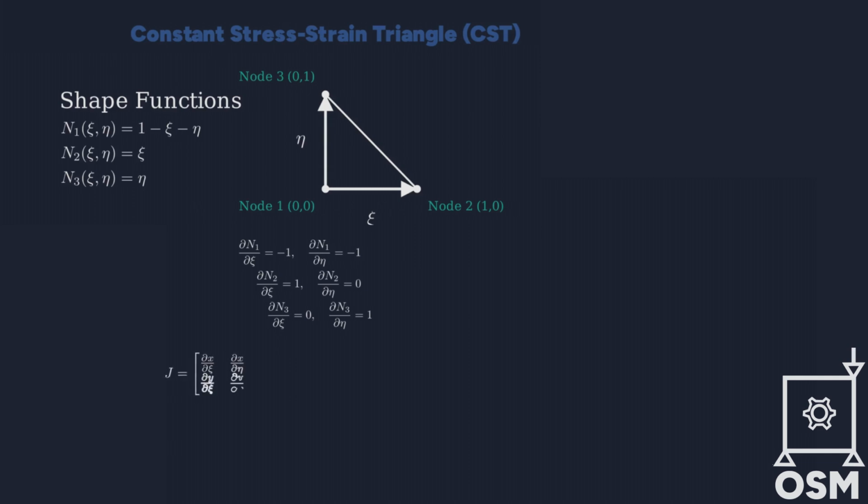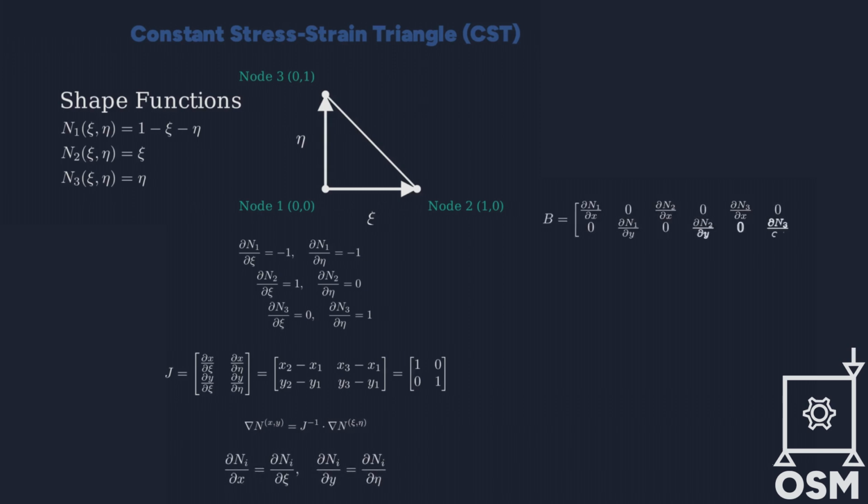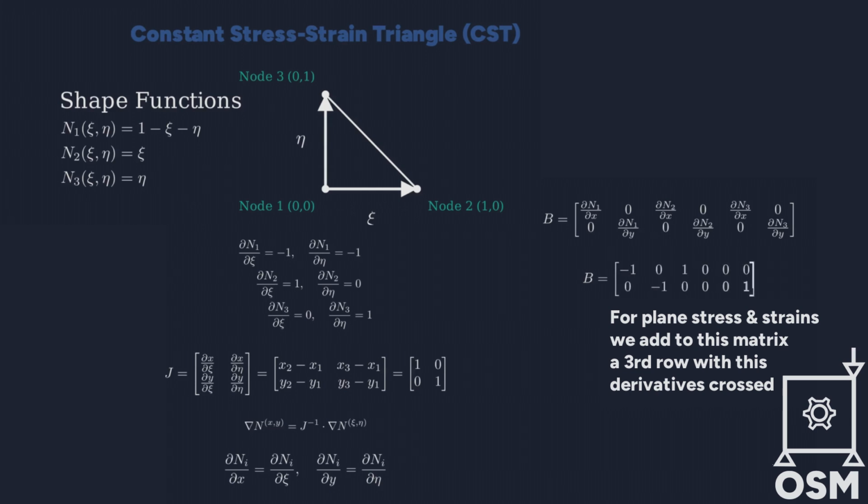They're constant for linear triangles. Then we map them to global coordinates, which in this case remain unchanged. Finally, we construct the B matrix, which relates nodal displacements to strains.